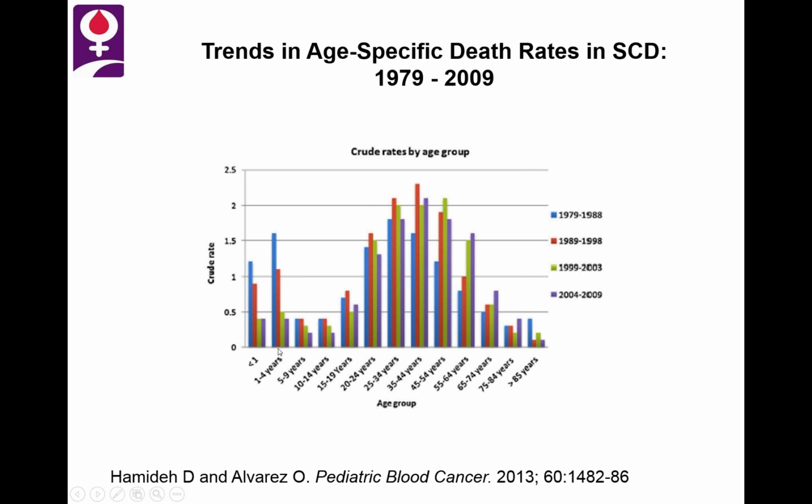You can see that in the first several years of life until about 14 years of age, throughout this time period, we've seen a marked decrease in death rates in children with sickle cell disease. But as we get into the 20s, 30s, and 40s, we start to see that we haven't made spectacular changes.